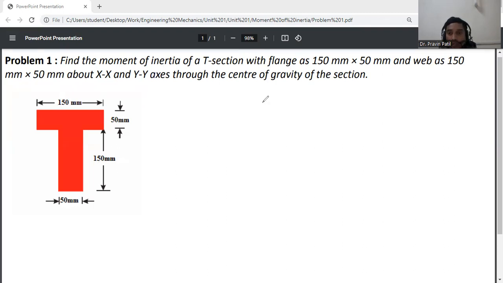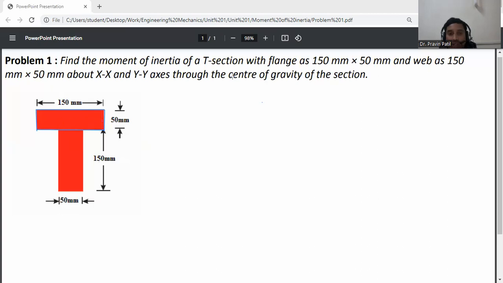First of all, I will explain which part is the flange. The flange size is given. What is the size of the flange? It is 150 by 50 mm. This is the size of the flange. Okay. So this size is given as 150 by 50 mm.